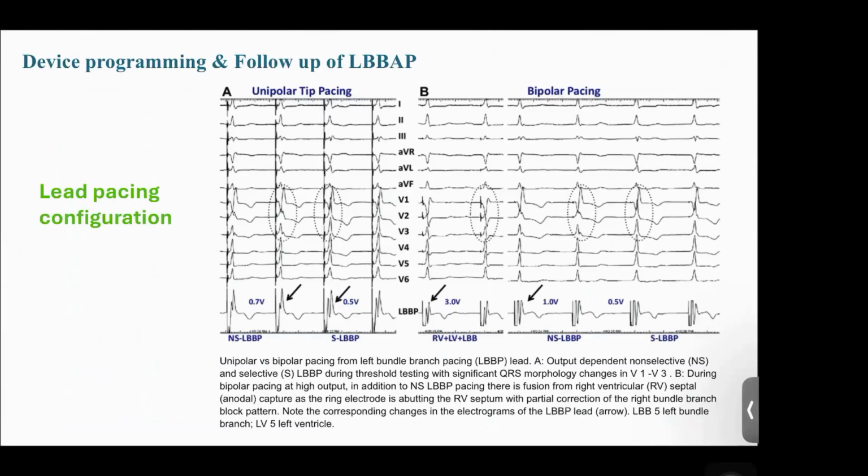Okay, so what is the recommendation in left bundle area pacing? We prefer to do a unipolar pacing configuration in the left bundle lead.